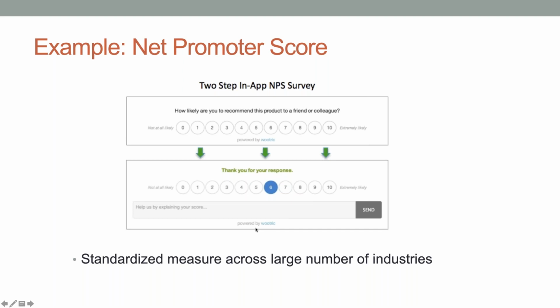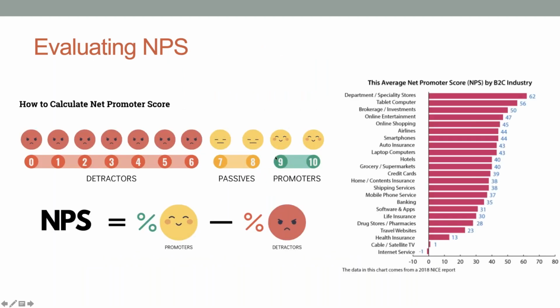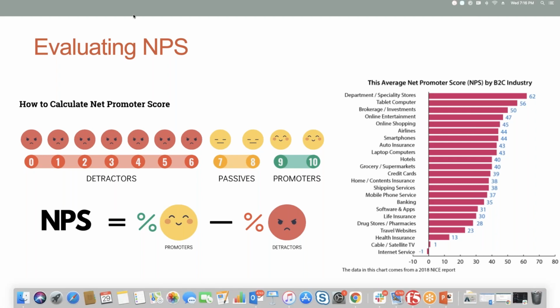And the way it works is they look at the top 2 scores, 9s and 10s, and they look at the percentage of 9s and 10s, and subtract from that the percentage of 6 or below, who are the detractors, they call it. And this provides you with an overall score. And then on the right-hand side, you can see a list of different industries with their net promoter scores. So specialty shops in the US have an average score of 62%, whereas cable TV has an average score of 1%. Nobody likes the cable TV providers.